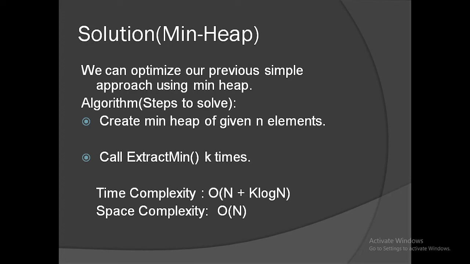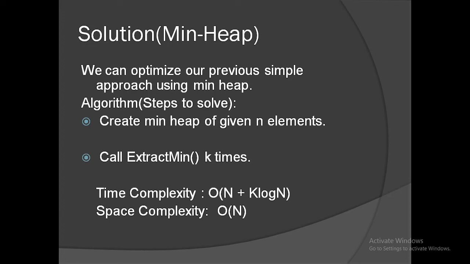So what are the steps to solve this problem, or we can say the algorithm to solve this problem? The first step: we have an input array. First we will create a min heap from all the array elements given to us. Then we will extract the minimum element from the min heap k times. Now the question will come, what is a min heap, and what is extract min? I will let you know in the upcoming slides.